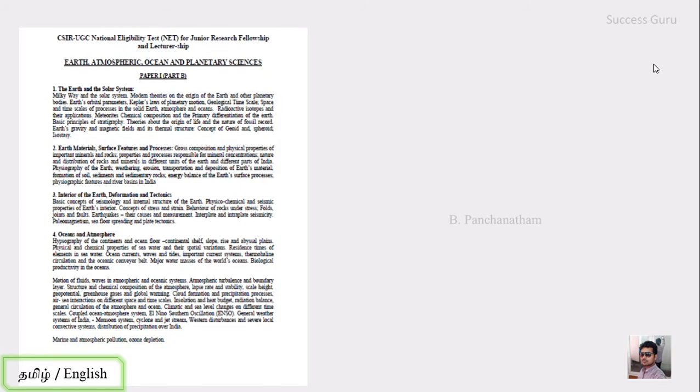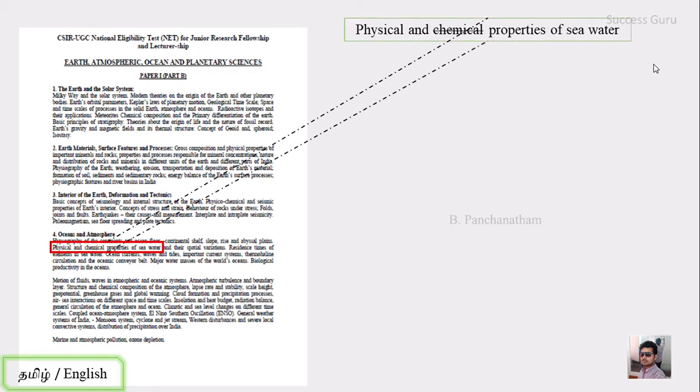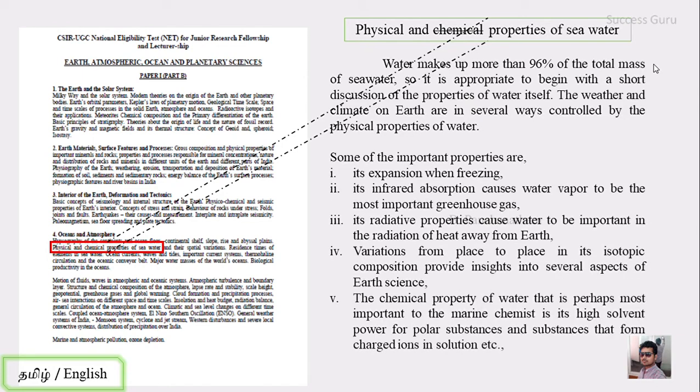This topic is under the fourth heading, that is the ocean and atmosphere, which is in Part B. This video is exclusively for the physical properties of seawater. We will do a separate video on the chemical properties of seawater. To begin with, water makes up more than 96% of seawater, so it is appropriate to begin with a short discussion of the properties of water itself.